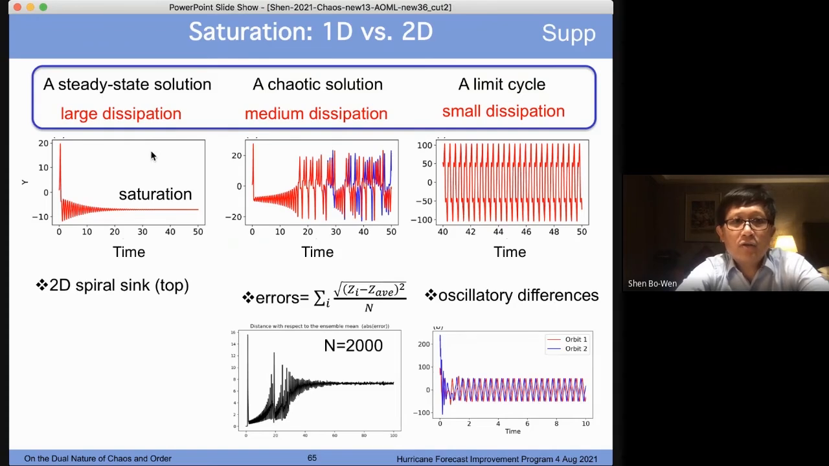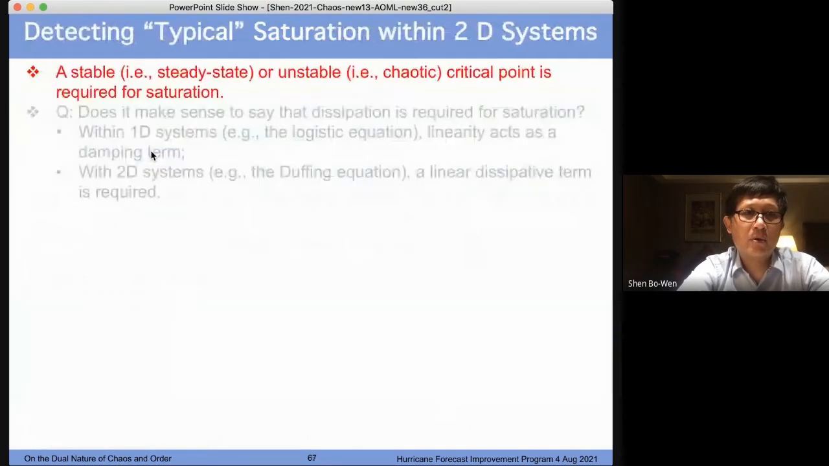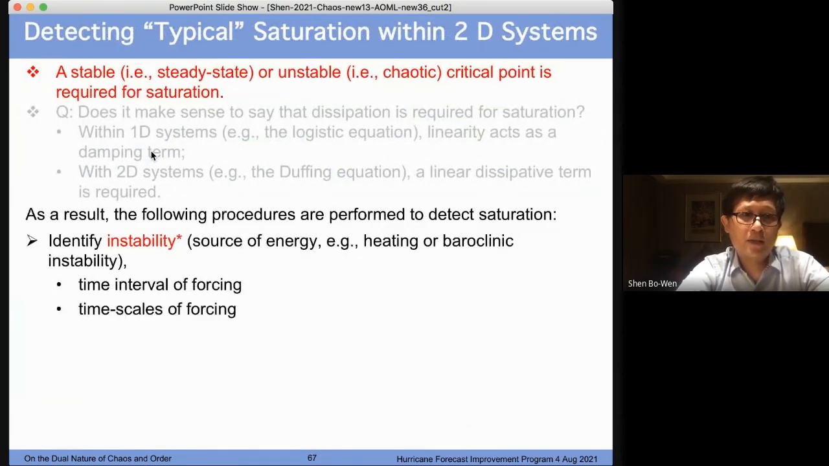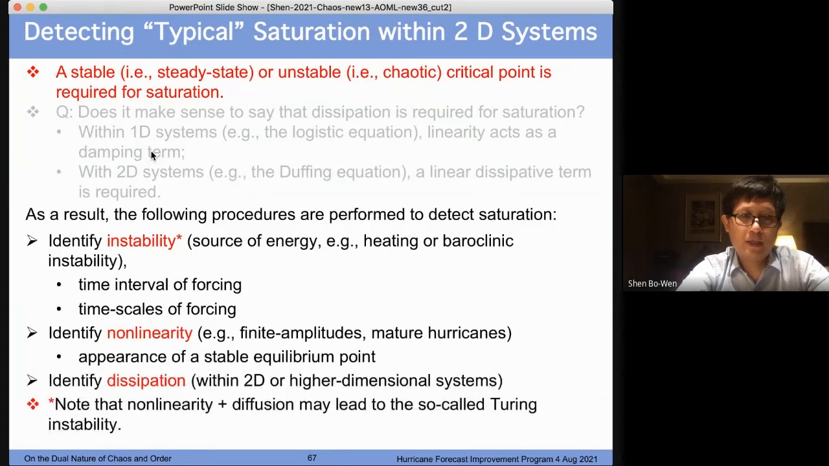And the following two slides provide analysis of saturation between 1D and 2D systems. I have an additional 7 slides regarding this that we can discuss during the Q&A section as well. Instead, I want to emphasize that in order to detect saturation, it is important to identify instability, nonlinearity, and also dissipation.